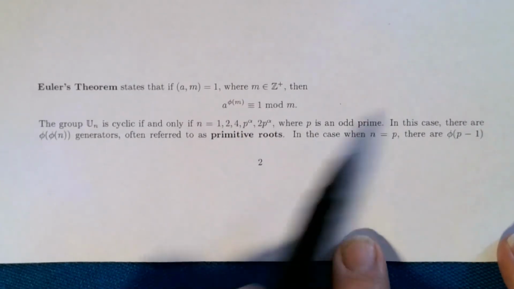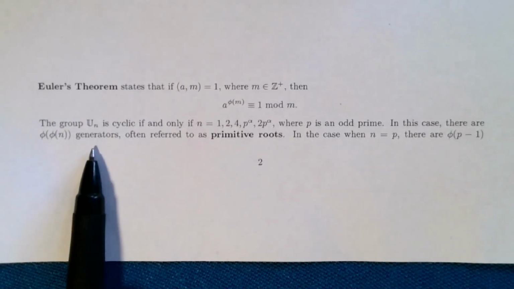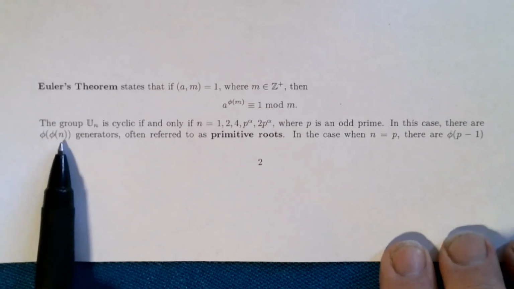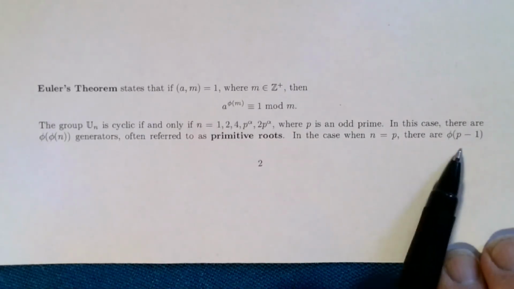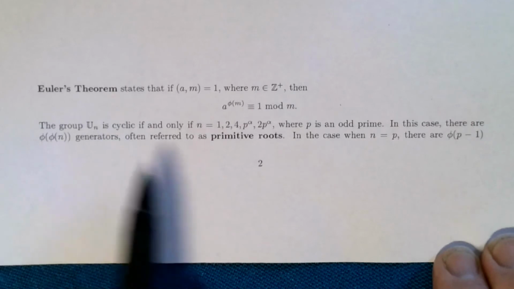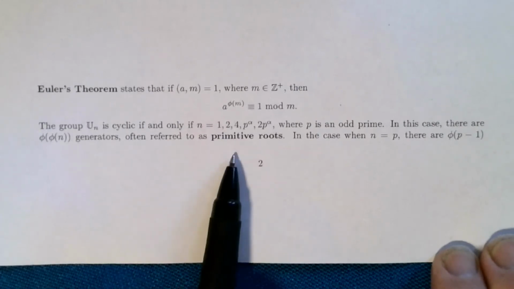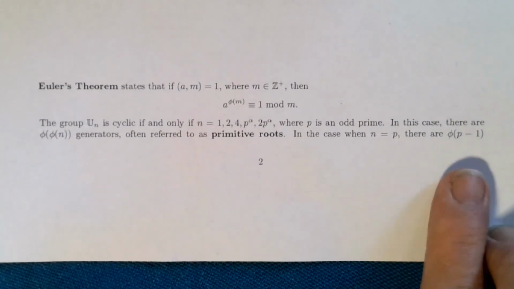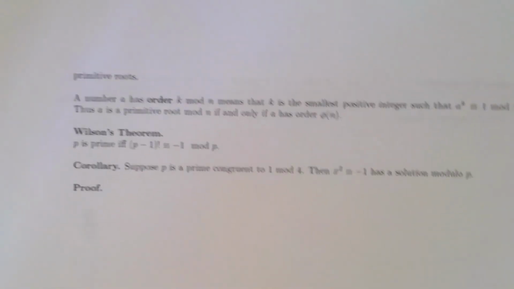In this case, there are in fact then phi of phi of n generators. And so, of course, in the case when n is prime, phi of p is p minus 1. So in the special case when n is a prime, there are phi of p minus 1 generators. And these generators are called primitive roots or primitive elements. And these again are quite fundamental in number theory. So in the case where p is prime, we have phi of p minus 1 primitive roots.